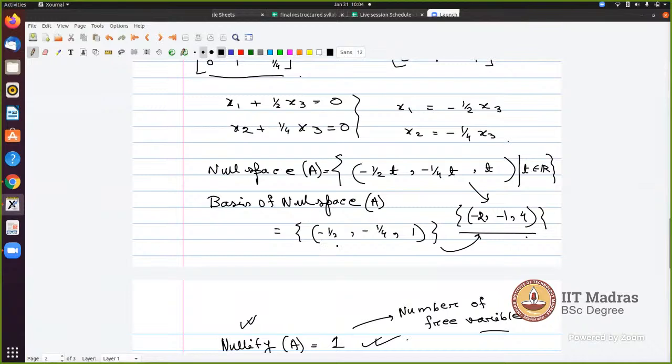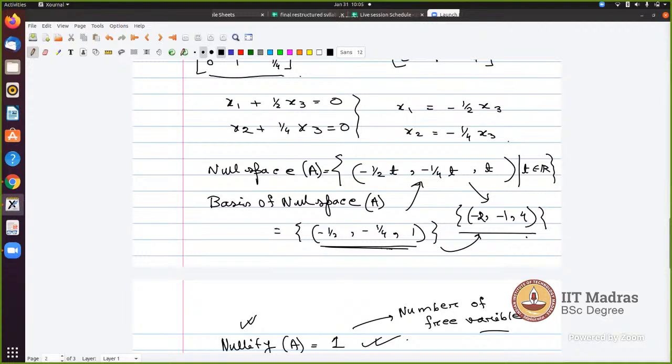What is the span of this set? The span of this set is this one. Right, correct, and this is not whole R2. First of all, this is a subspace of R3, and this is a straight line. Okay, this is a subspace of R3. Clear?